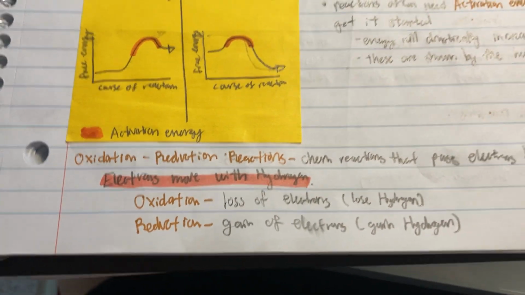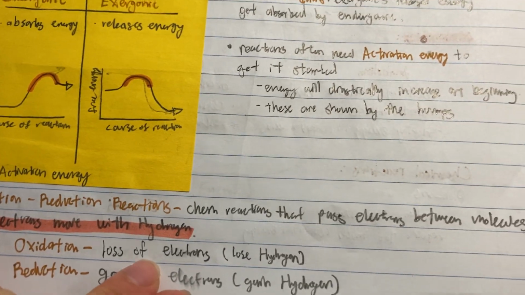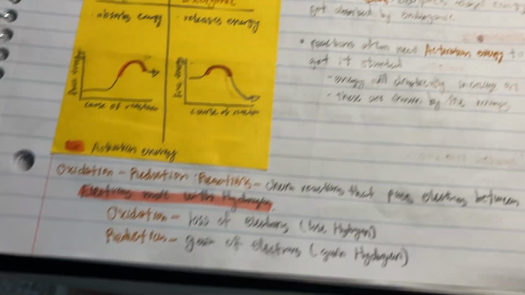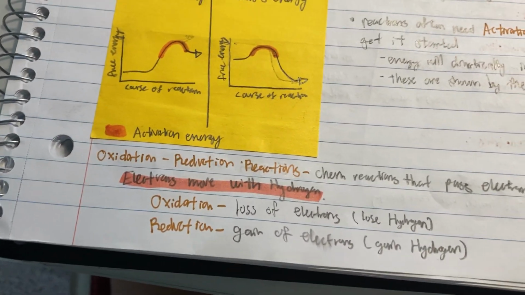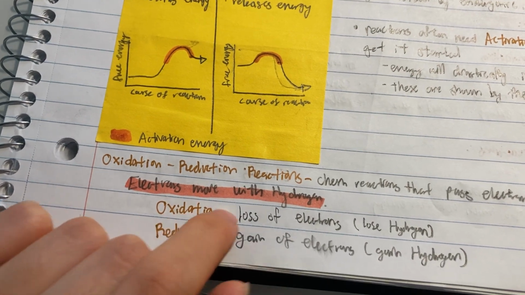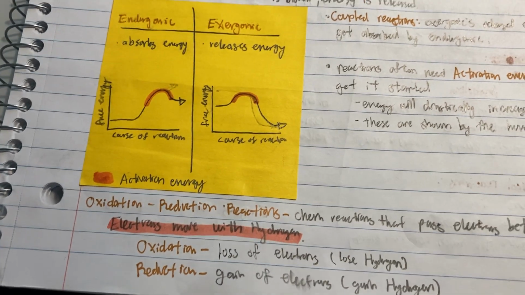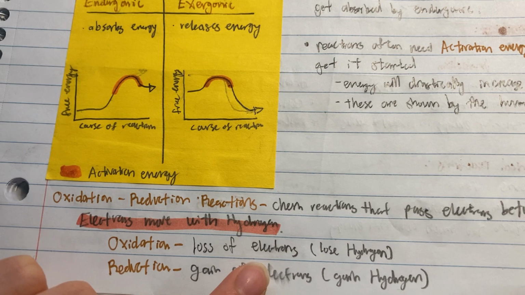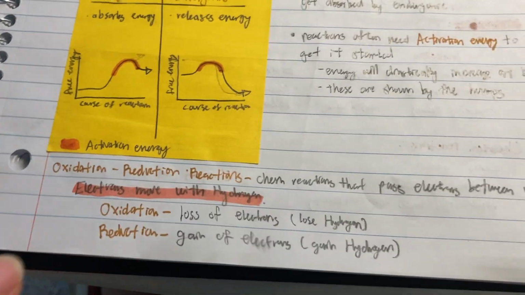And then next, let's talk about oxidation reduction reactions. Those are chemical reactions that pass electrons between molecules. One thing you should know is that electrons move with hydrogens. So wherever the hydrogen goes, the electrons follow. Oxidation is basically the loss of electrons. So when you lose hydrogen, you lose electrons, and that's called oxidation. When you gain electrons, you also gain hydrogen. Or when you gain hydrogen, you gain electrons, and that's called reduction.